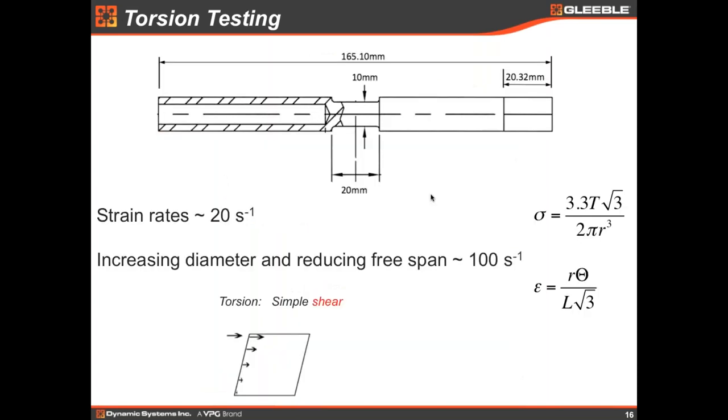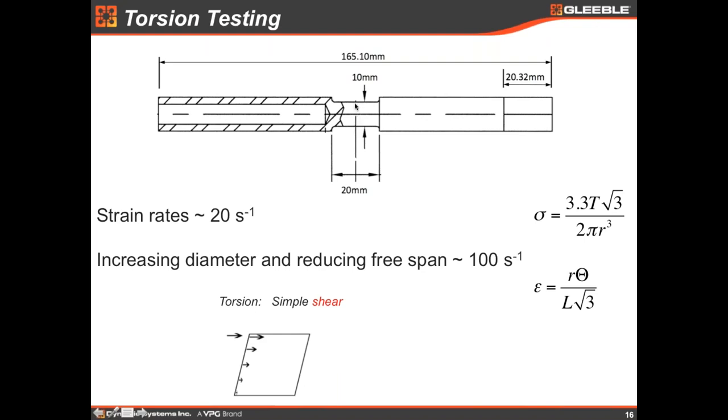So this is how the torsion specimen looks. The actual torsion will be applied in the central area here where we have the reduced diameter. With this specimen geometry, we can reach strain rates of about 20 per second. And by increasing the diameter and reducing the central area, we can get close to 100 per second. Of course, there's a 2-to-1 ratio between the length of the central area and the diameter. Well, you may want to respect that or not.